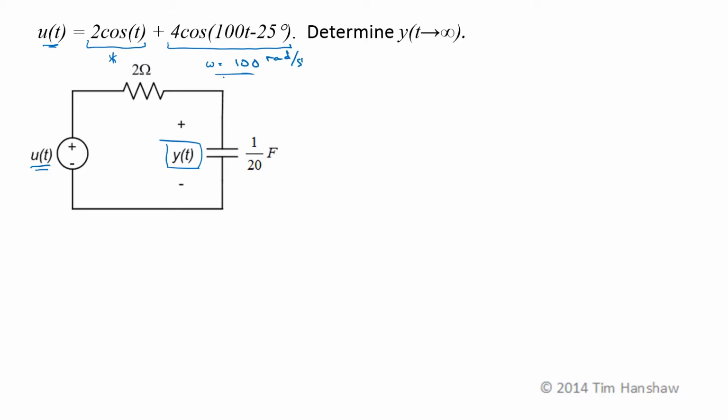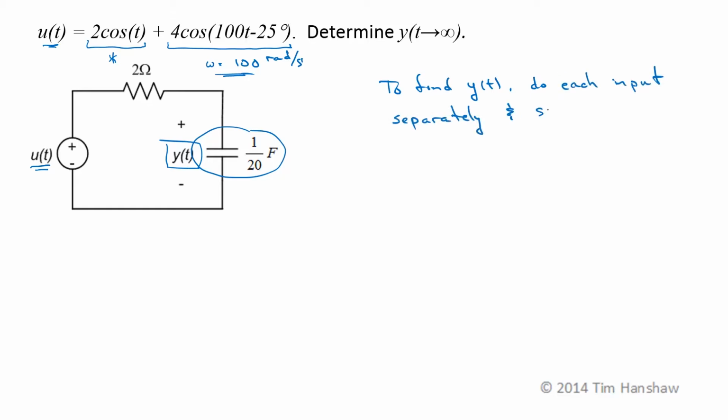Since we have two different frequencies, we have to basically do the problem two different ways, because the impedance of this capacitor depends upon the frequency. So to find y of t, do the problem independently for each input, and then superimpose the results. Since these are sinusoids and we want the steady state response, we'll use the frequency domain.